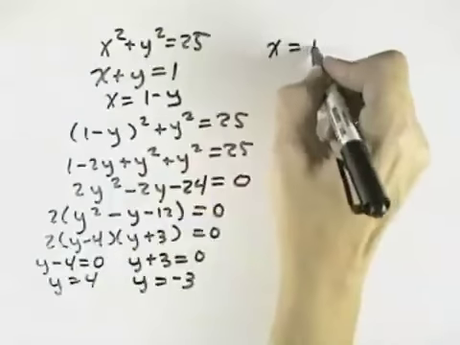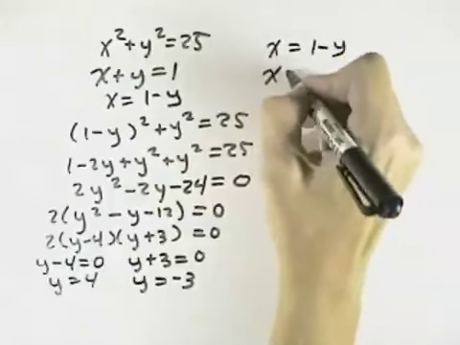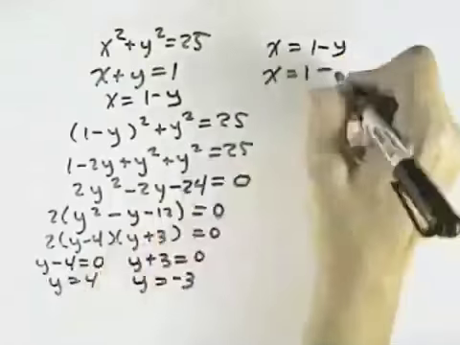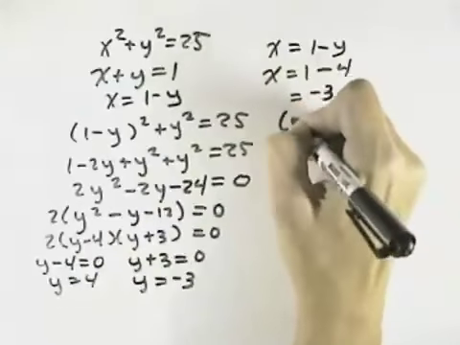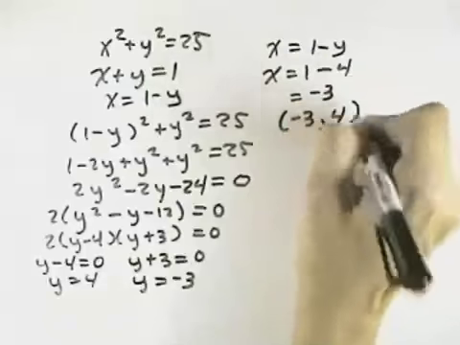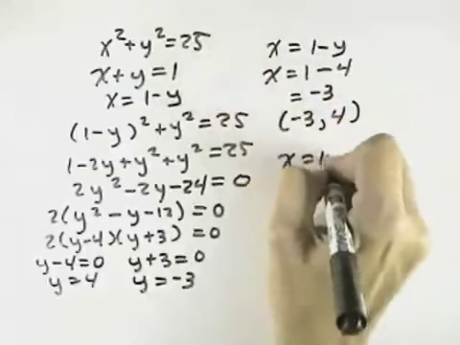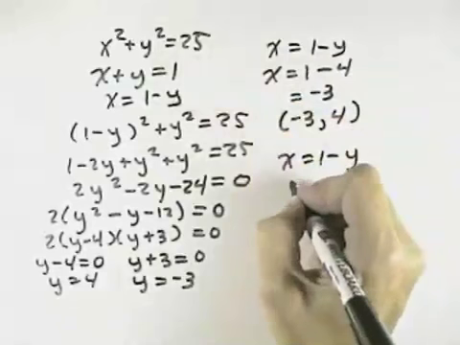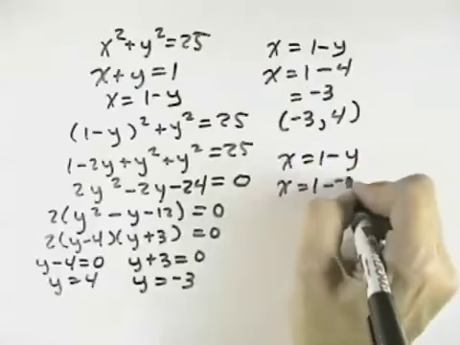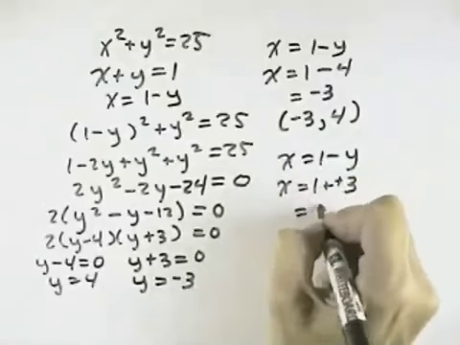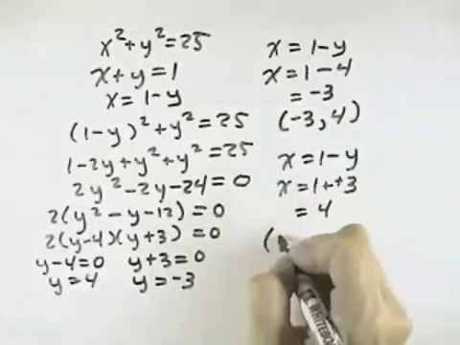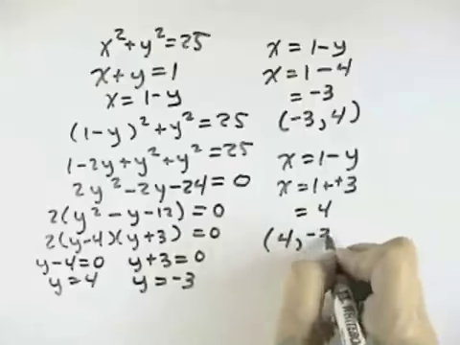Up here I had x equals 1 minus y. So I have x equals 1 minus 4, since one of the y values was 4. So when y is 4, x is negative 3. That means one solution is (negative 3, 4). If I do the same thing, x equals 1 minus y, then x will equal 1 minus negative 3 for my other y value, which becomes plus 3, or 4. So x is 4 when y is negative 3.